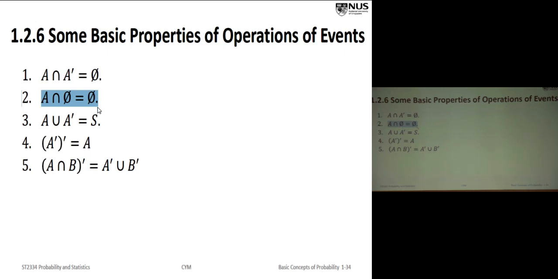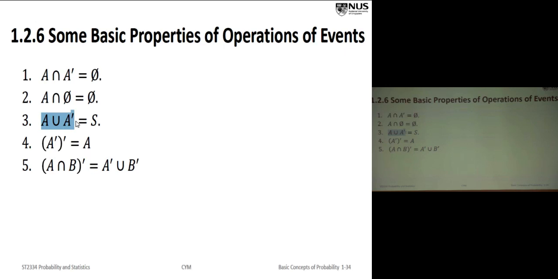I think I mentioned that we've already said A and A complement are mutually exclusive. Of course, any set A with the empty set is mutually exclusive. The next property is that if you take A and union with its complement, what does that mean? I take all the elements in A and all the elements in A complement and put them together. That's going to give you the sample space.